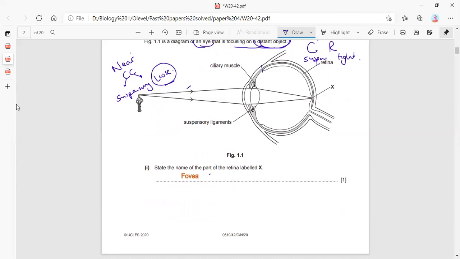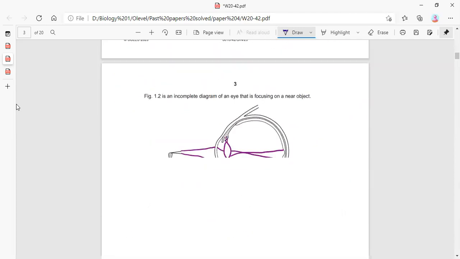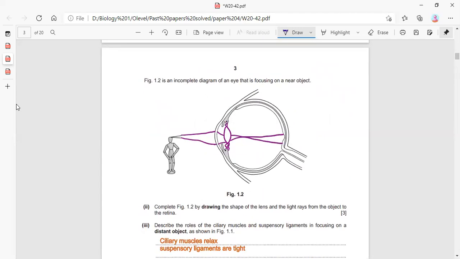State the name of the part of the retina labeled X. ايه البارت ده اللي بيحصل عنده الفوكس؟ It is the fovea. ماشي. Figure 1.2 is an incomplete diagram of an eye that is focusing on a near object.